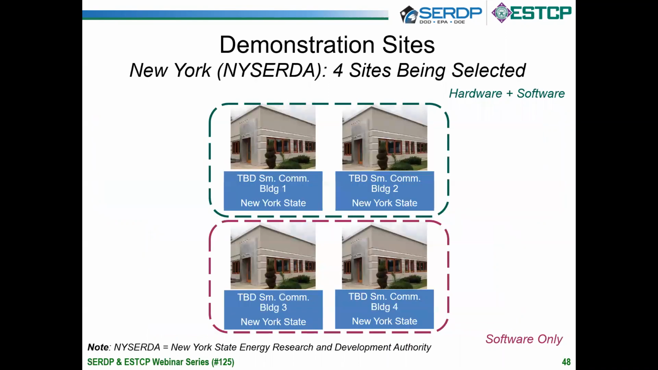The New York sites, sponsored by NYSERDA, are actually still being selected. We're very close. They're likely to be university buildings with a mix of administrative office and classroom spaces. And 2 of them will be hardware and software, full retrofit, and 2 of them will be software only.